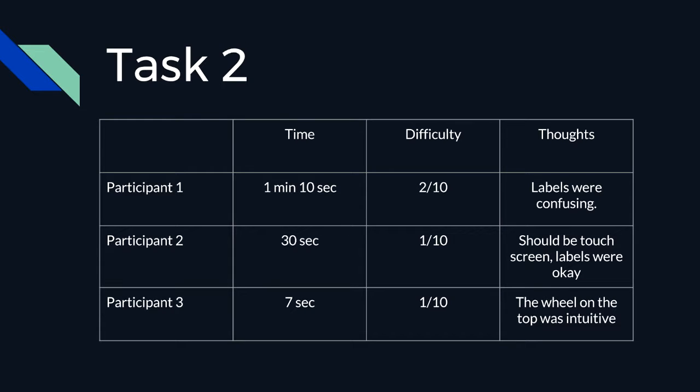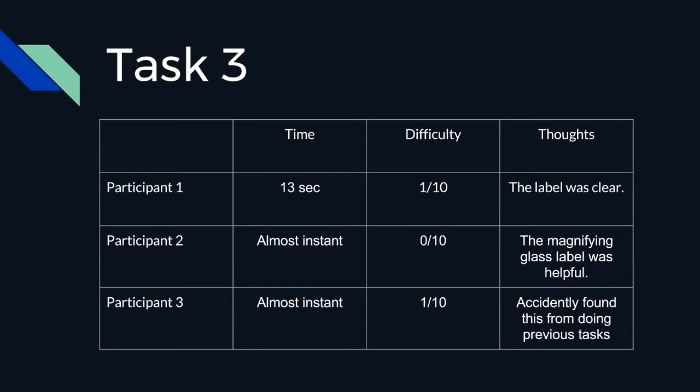And for task 2, participants took a little bit less time than task 1, and the difficulty was rated 2 out of 10 and 1 out of 10. Their thoughts were that labels were confusing. It could be touch screen, and labels were okay, and the wheel on the top was intuitive.